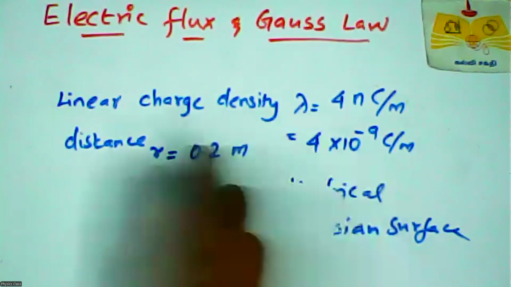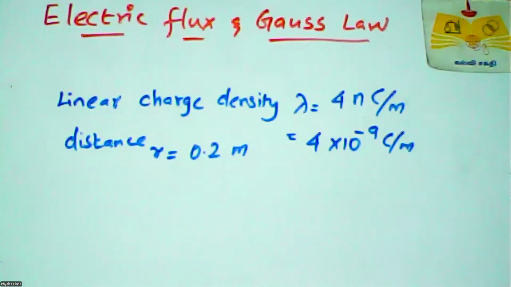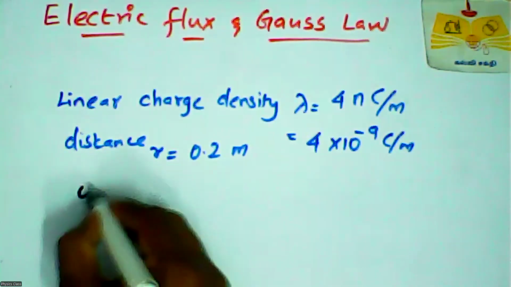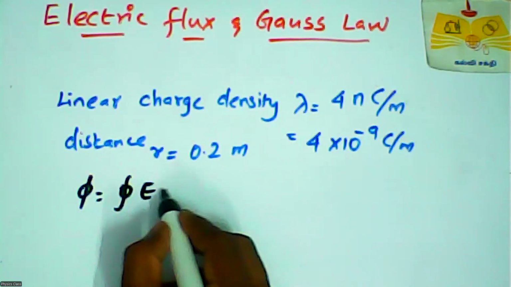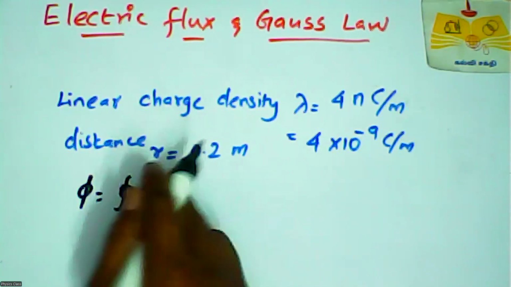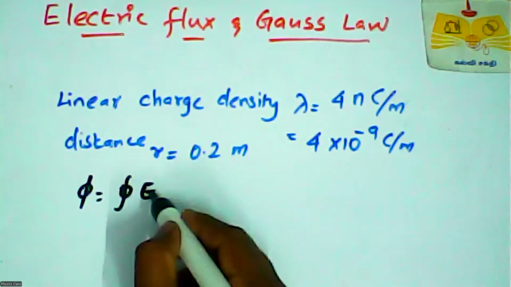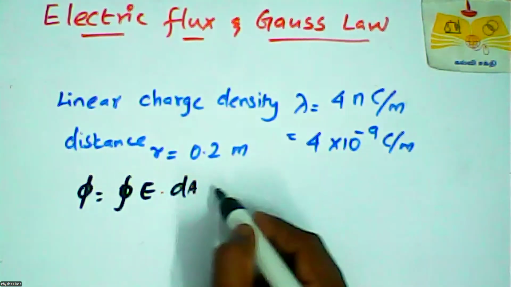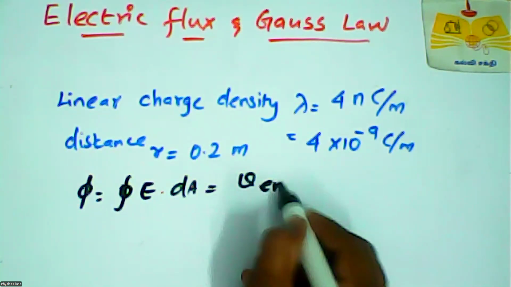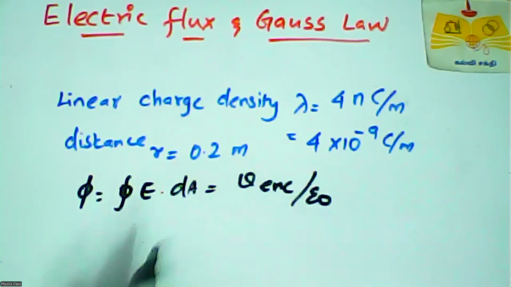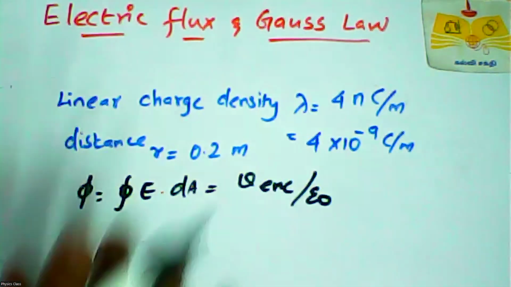Already we know that Gauss law is phi is equal to the integral of E dot dA, or EA cos theta, which is equal to Q enclosed by epsilon naught. So here we will choose the cylindrical Gaussian surface. Our cylindrical Gaussian surface has a radius.